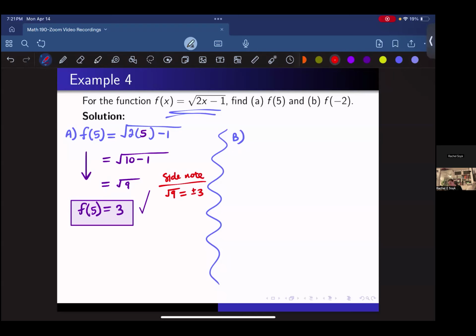All right, part B. Now, wherever you see an x in this scenario, we are going to draw parentheses and then fill those parentheses in with the negative 2. 2 times negative 2 is negative 4. Negative 4 minus 1 gives you a negative 5. And you'll notice that this is no longer a real solution. It ends up being imaginary.